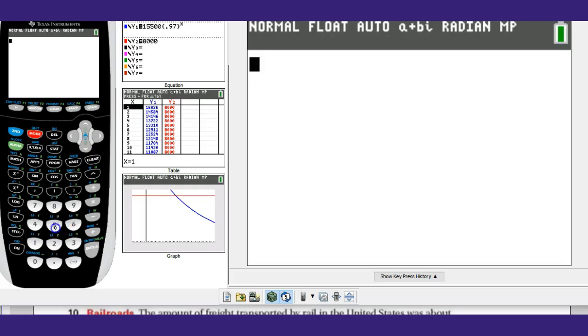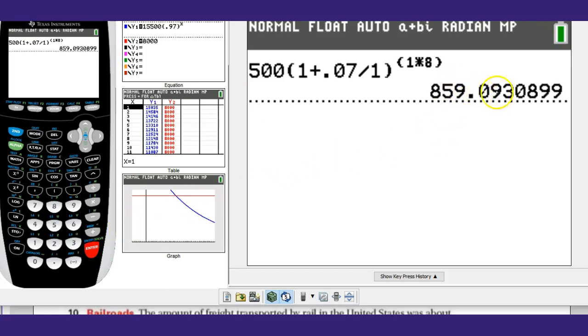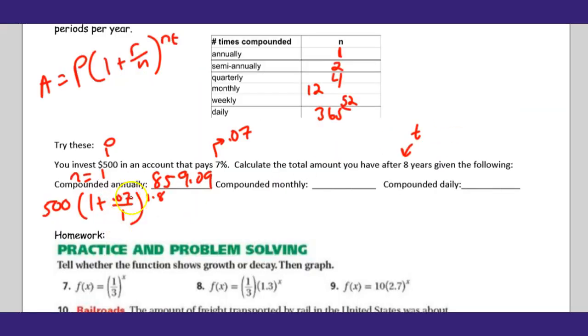You can literally just put this in your calculator as is, which is what I did. I'll show you real quick. So you have 500 times 1 plus 0.07 divided by 1 raised to the, always put your exponent in parentheses. So that's 1 times 8. You just put it in, just like you wrote it, and then hit enter. There you go, $859.09, which is what we said we got.